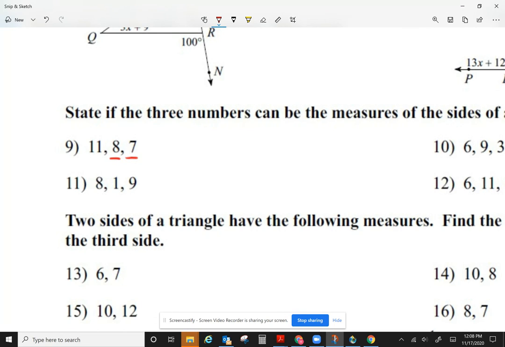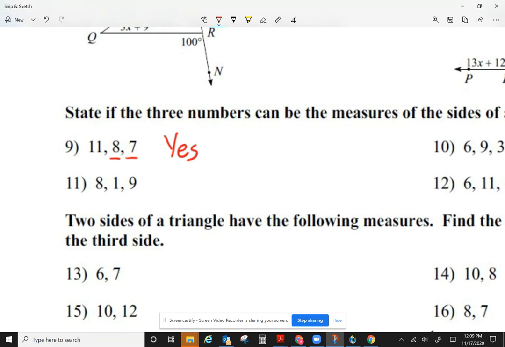So what I'm asking here is, is 8 plus 7 more than 11? Yeah, 8 plus 7 is 15. So yeah, 15 is more than 11. So yes, I will be able to create a triangle out of those sides. I'm adding the two small numbers, and it has to be bigger than the third number.